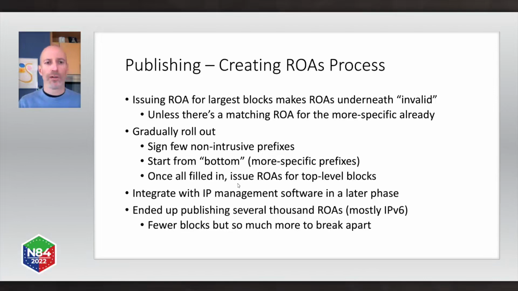So our approach was to gradually roll out, sign a few non-intrusive prefixes, start at the bottom with the more specific prefixes, gradually fill those in before issuing ROAs for those top level largest blocks. It ended up being several thousand ROAs. Mostly of those were IPv6 because even though there's fewer top level blocks, there's so much more fragmentation you could do potentially with those. But luckily, it ended up being a success with no real issues caused.